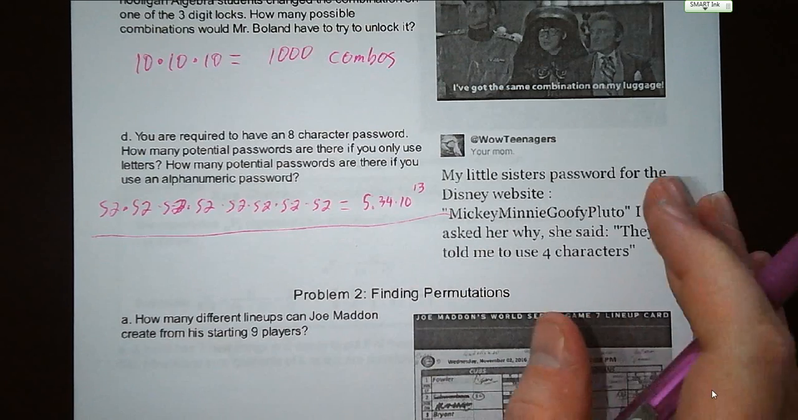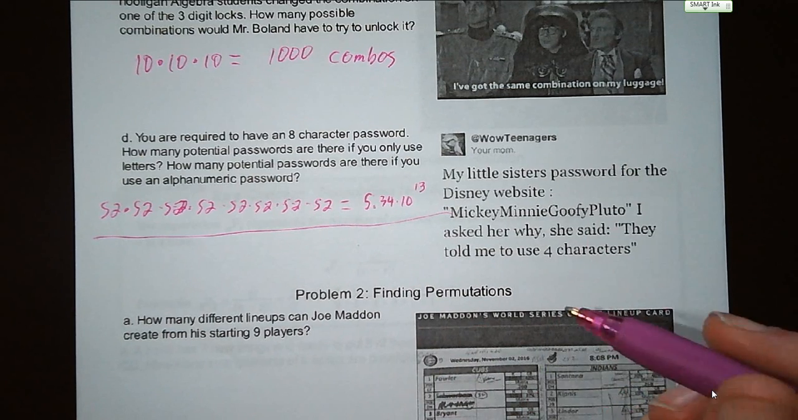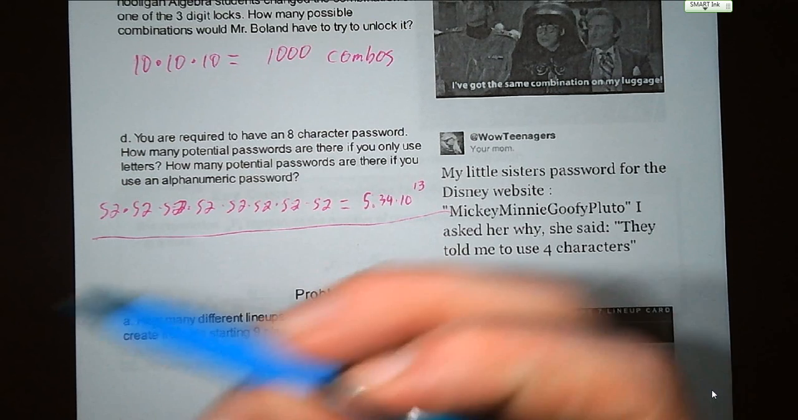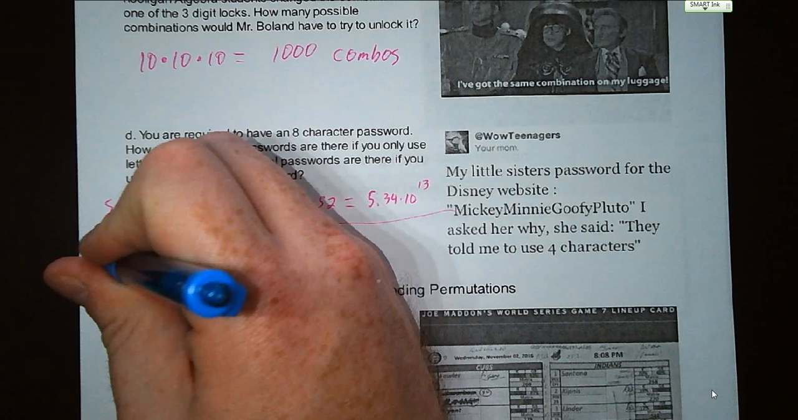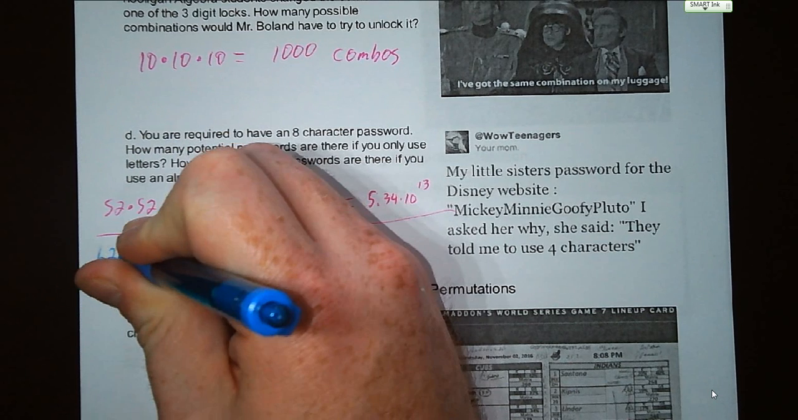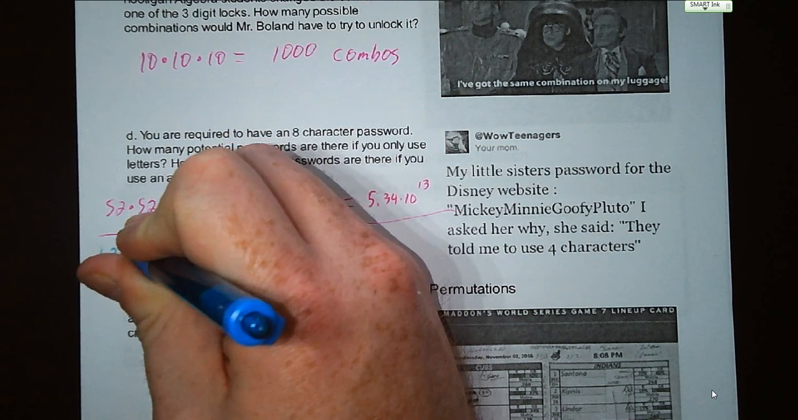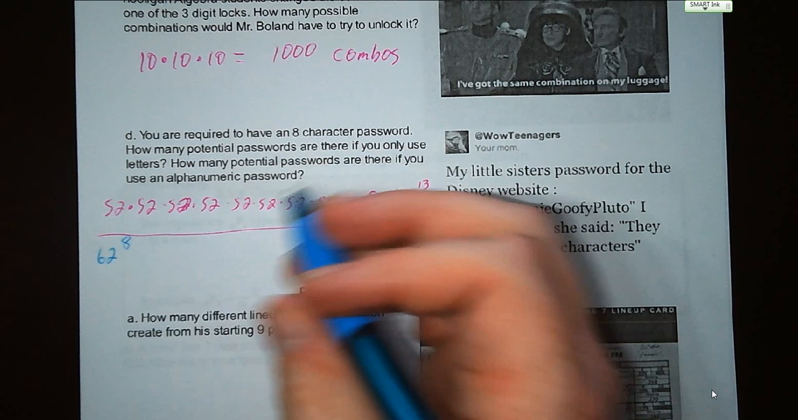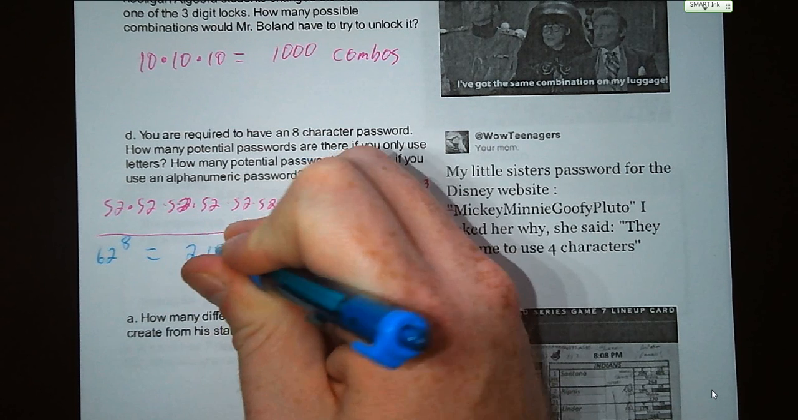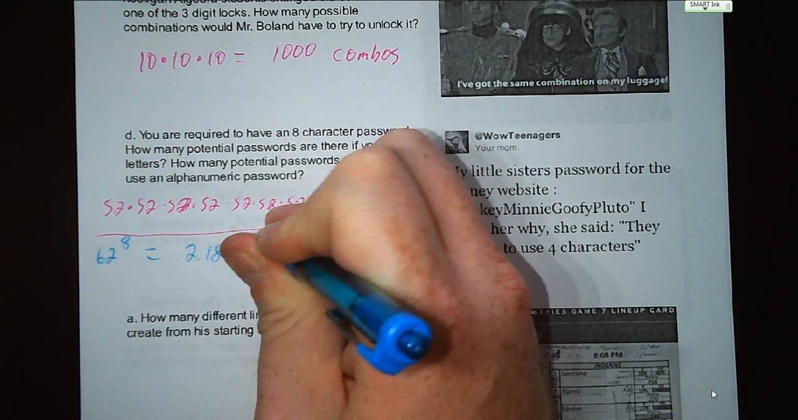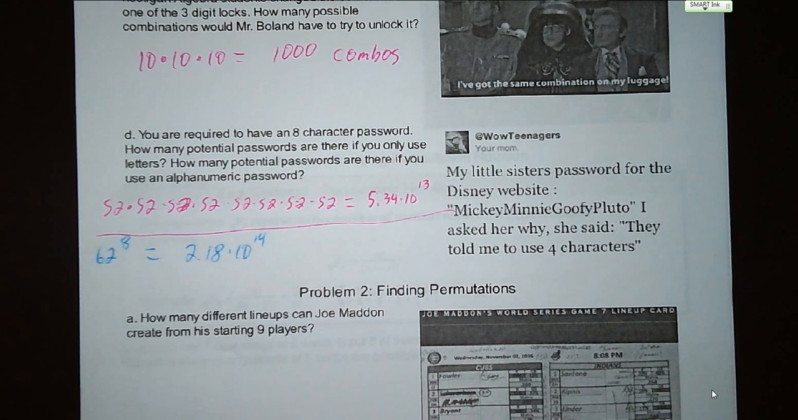Now, if you add in the numeric part of it, that's an additional 10, so now you've got 62, and we can just raise this to the 8th power because it's 62 times 62 over and over again. And that gives us 2.18 times 10 to the 14th possible combinations.